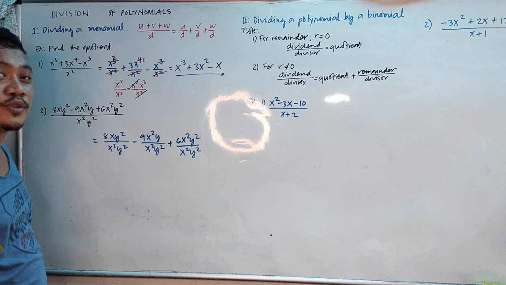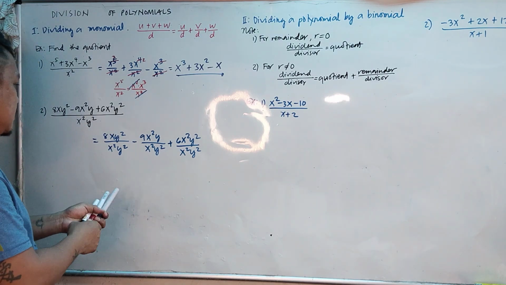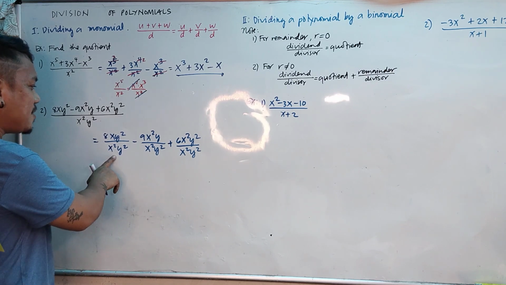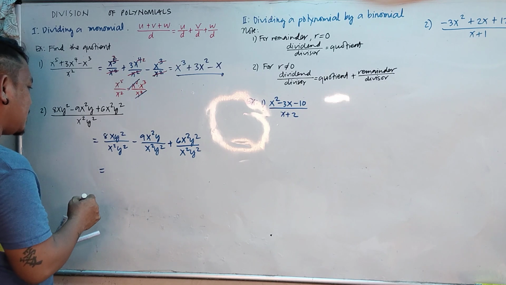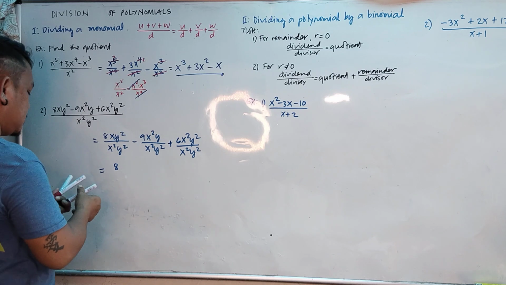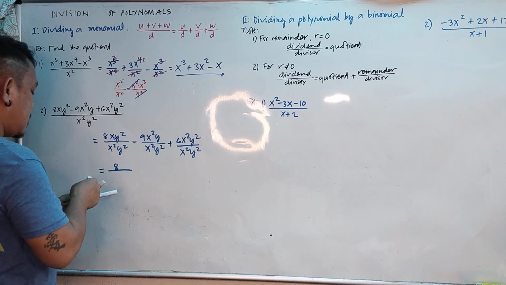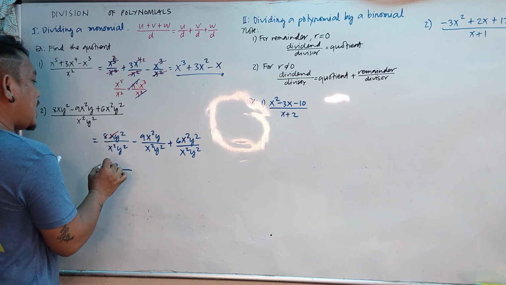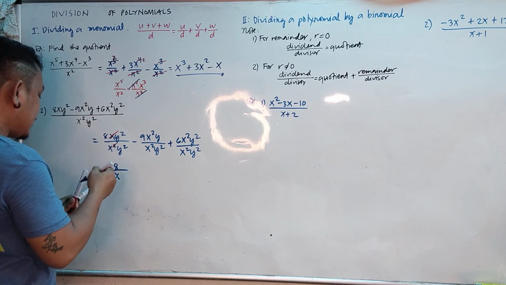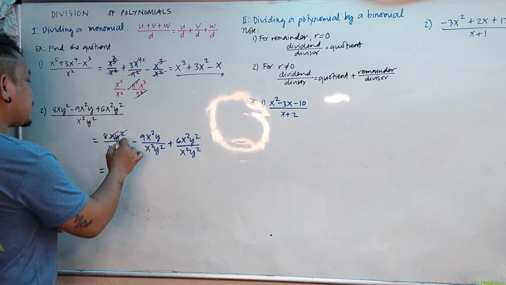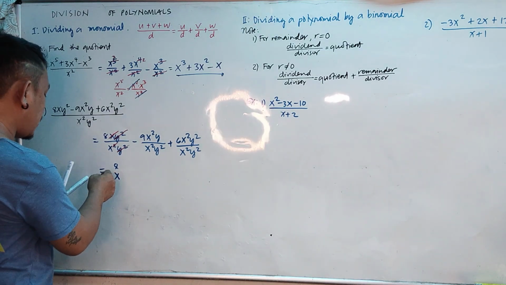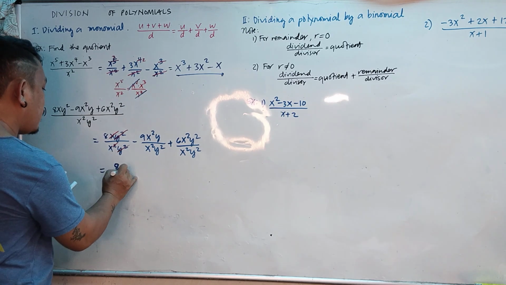We divide them one by one. The number 8 stays 8. But look at x. There is a bigger x squared in the denominator, so x cancels and an x is left in the denominator. How about y? Both are y squared, so they cancel, because y squared divided by y squared is equal to 1. So it follows that you have only 8 over x.